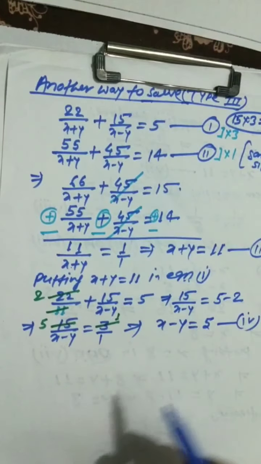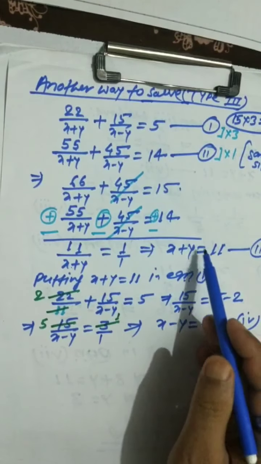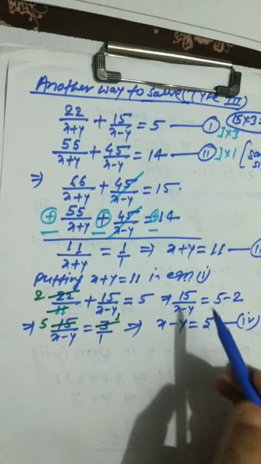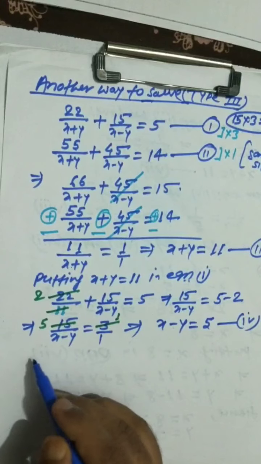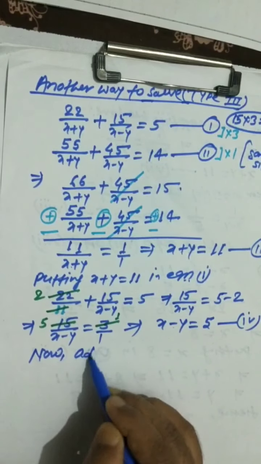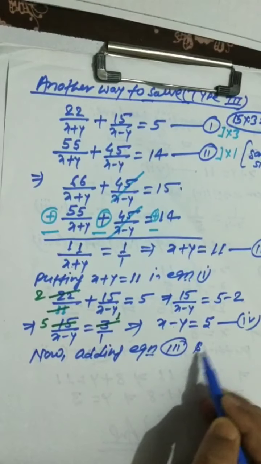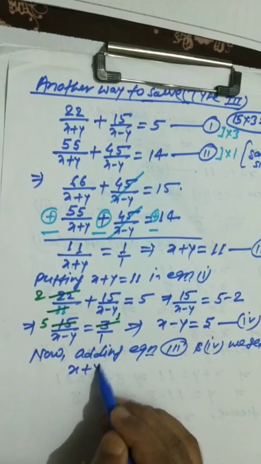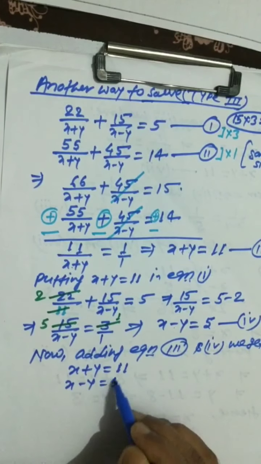Now solve equation third and fourth. You can see the coefficient of y in both the equations is the same. Here the coefficient of y is 1, and in equation number 4 the coefficient of y is also 1, and the signs are opposite. There is a plus sign and here is a minus sign. So you have to add equation third and fourth. Now adding equation third and fourth, we get: equation third, x plus y is equal to 11, and x minus y is equal to 5.